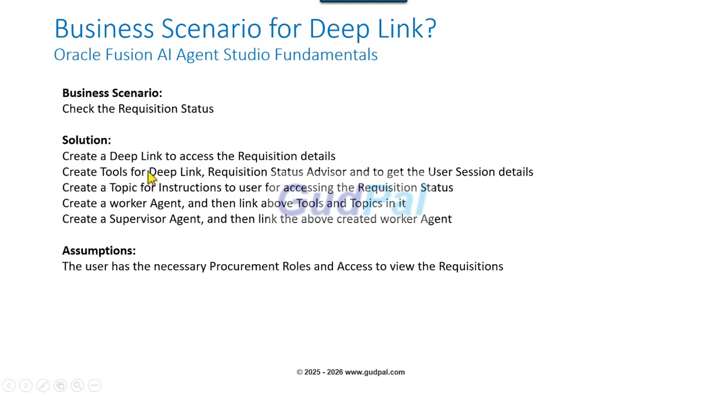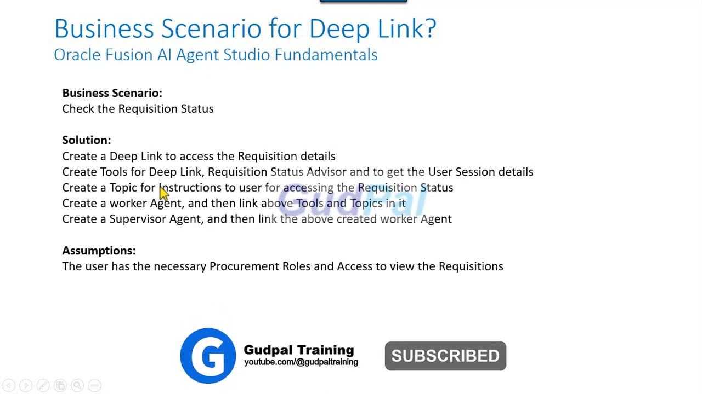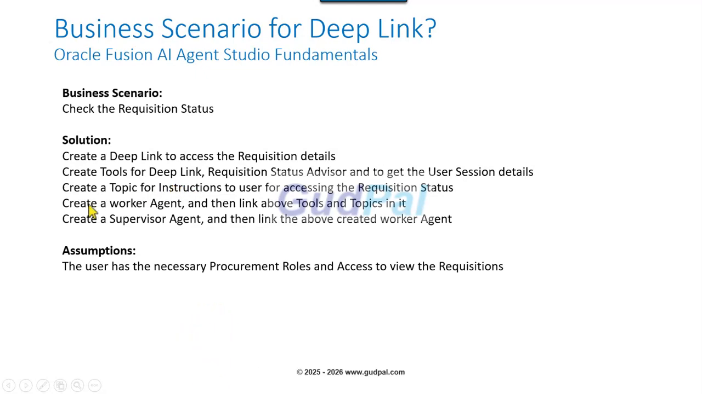So what is a deep link? A deep link is a link to the requisition form. Then the next step is to create the topic. A topic is nothing but a place where you give the instructions, and those instructions will be published in the chat when the user opens the agent. So you create the topic with instructions, and then you create a worker agent.